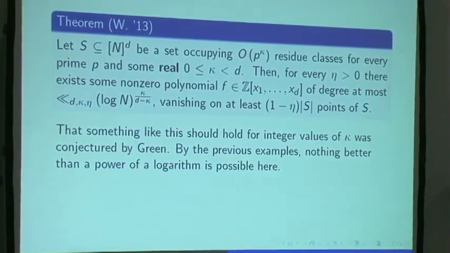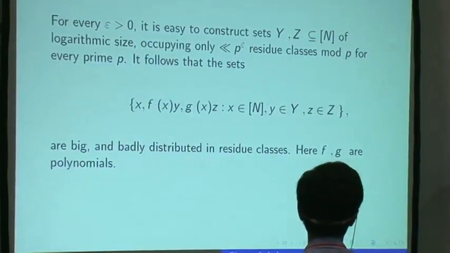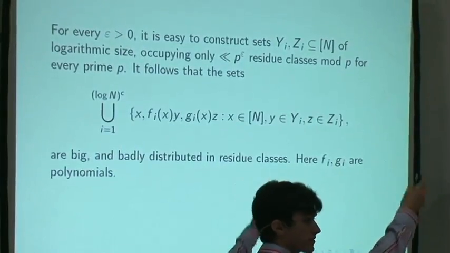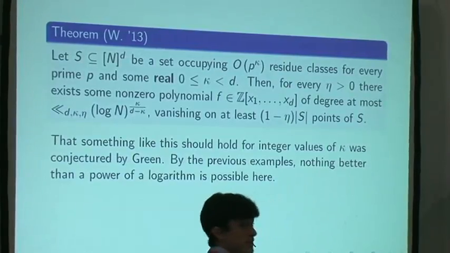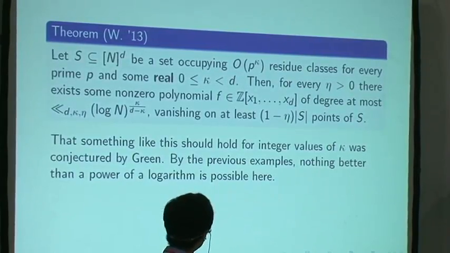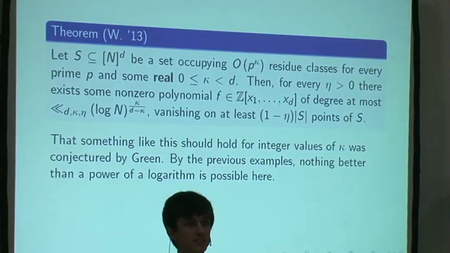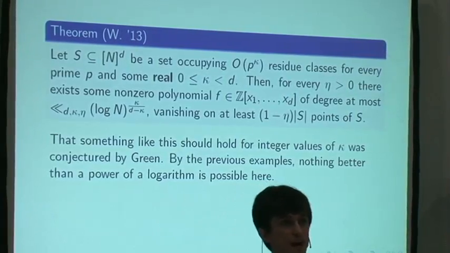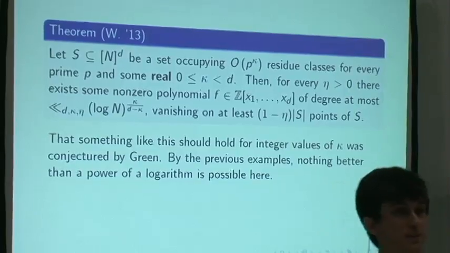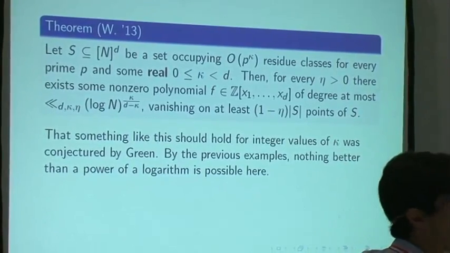It is not true. But in fact, as you saw before, here you had something of logarithmic size. So in fact, that's the best you can do. You can in fact show that if you have a set badly distributed in the residue classes, you can always find a polynomial of logarithmic degree vanishing at almost all your set.